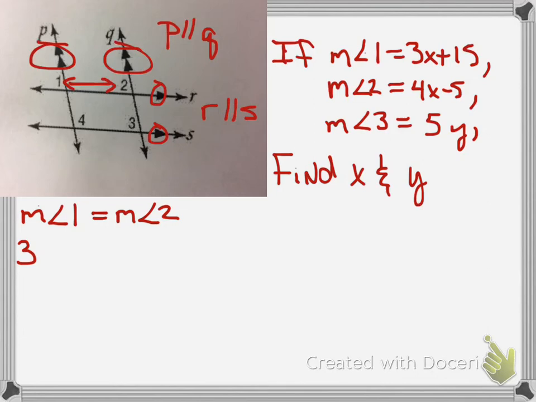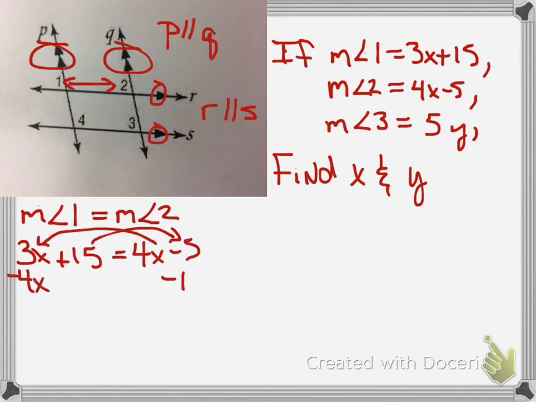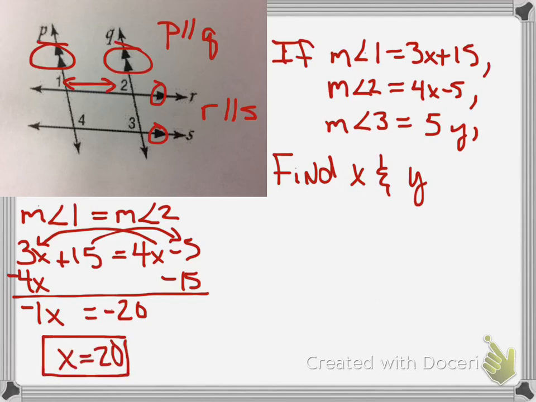So I can say 3x plus 15 equals 4x minus 5. And then I'm going to say, like I always say, variables to the left, numbers to the right. So I've got 3x minus 4x, which is negative 1x, and then negative 5 minus 15 is negative 20. If you divide by negative 1, you would get x equals 20, and you are done with that part.